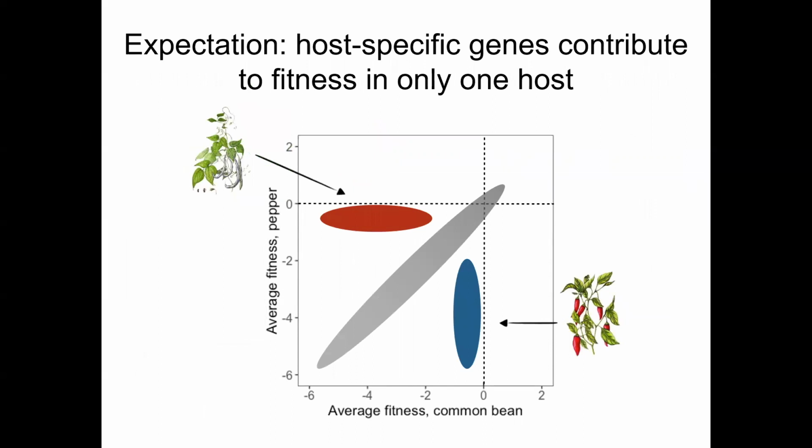The question for these experiments was, are any individual genes host specific? We expect most genes to fall in the middle, but the hypothesis was that host-specific genes would skew to either side, either the blue or the red over here. So if a particular gene had a very negative fitness in one host, like bean, but a fitness closer to 0 in pepper, we would predict that that gene was specifically important in bean.